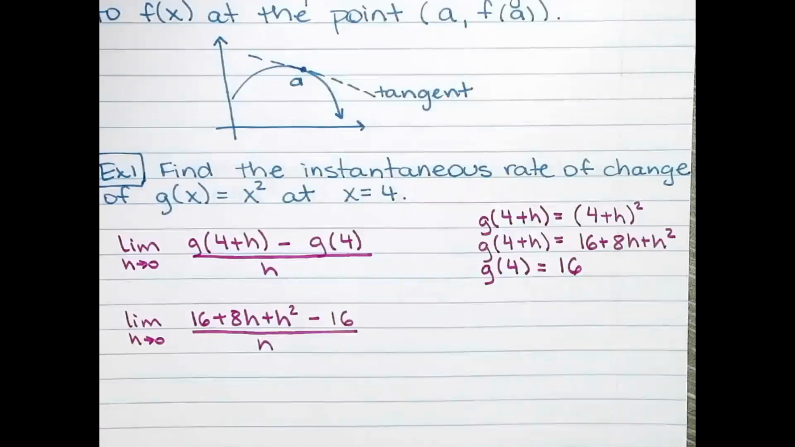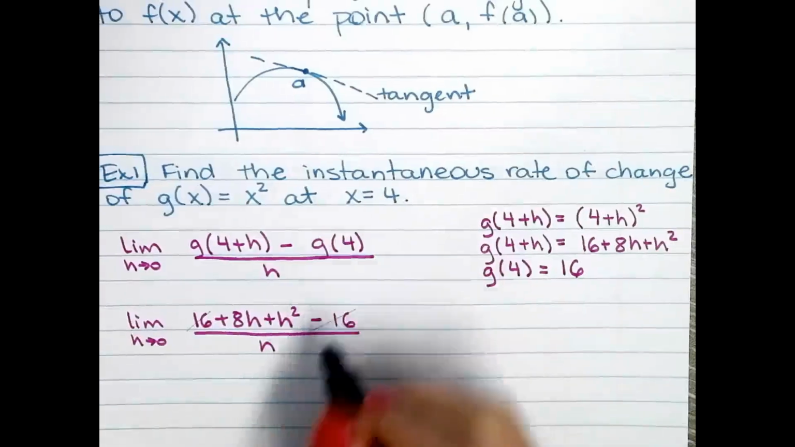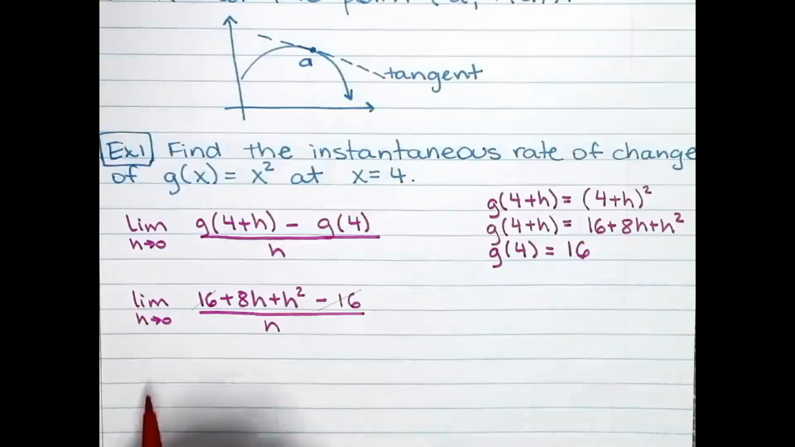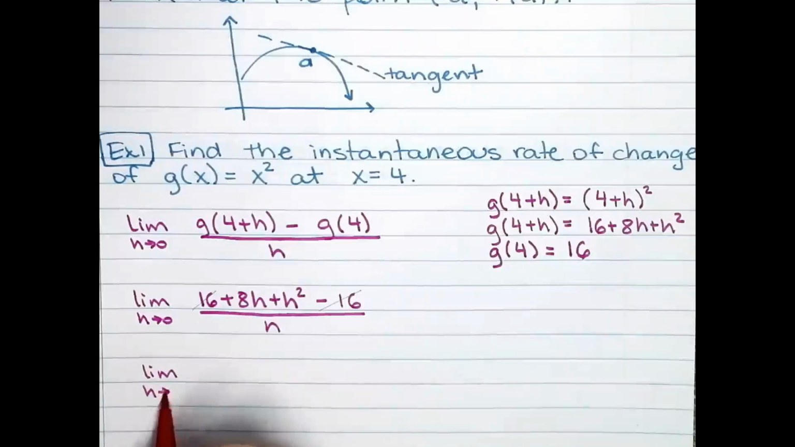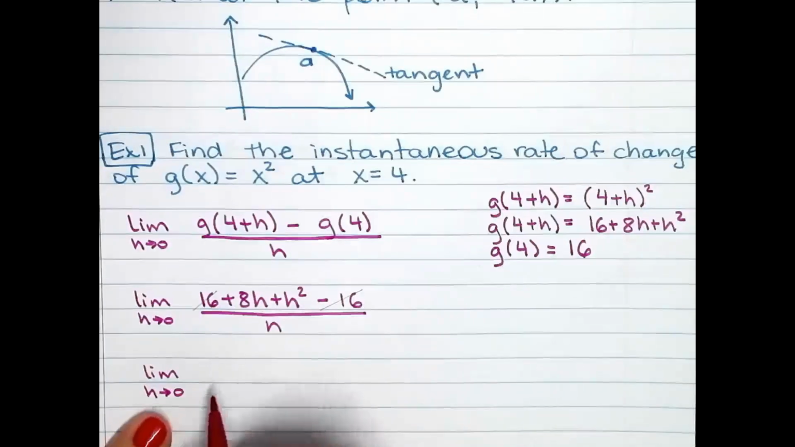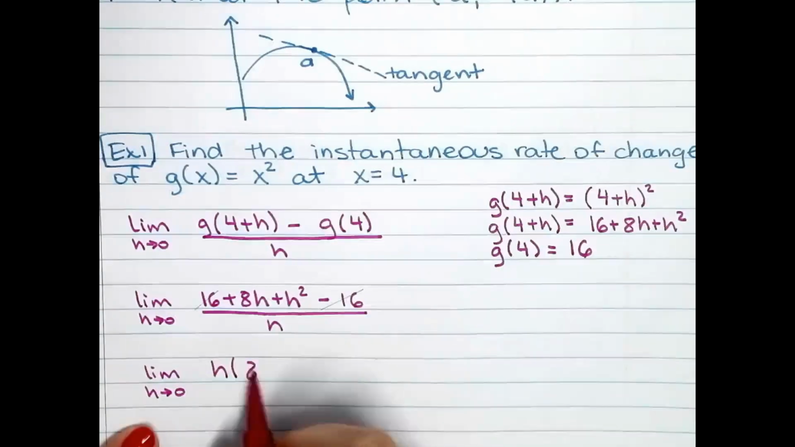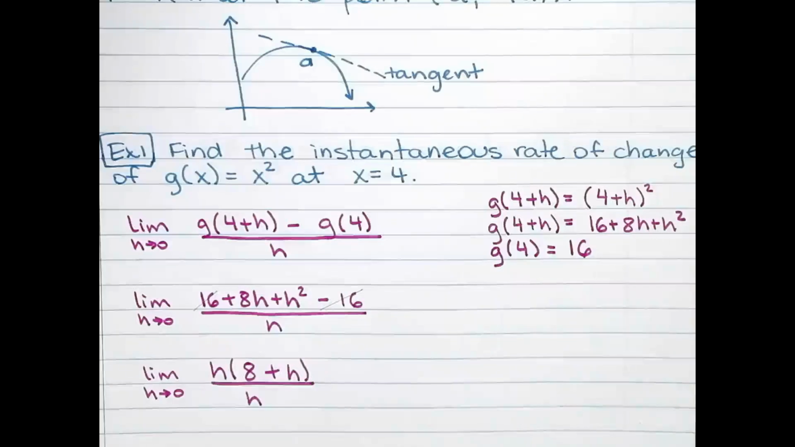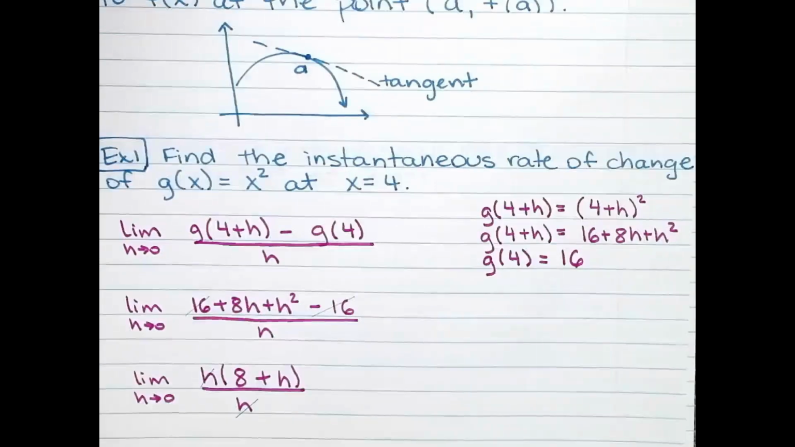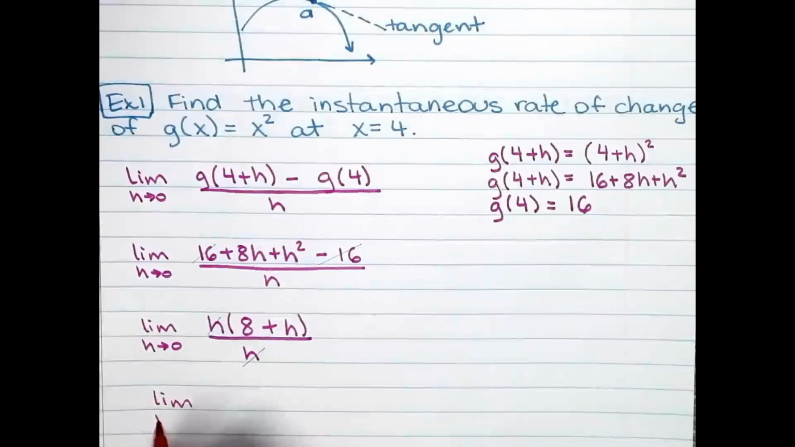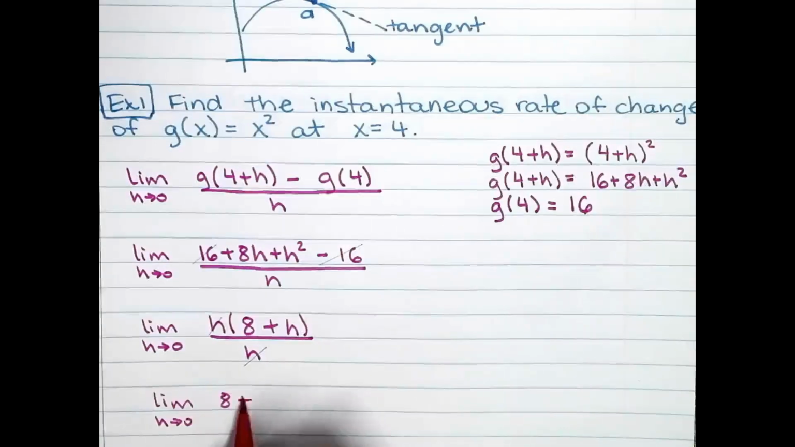Next, I will combine like terms. So I have 16, take away 16 is 0. And I will factor. I'm still cleaning up the limit right here. As h approaches 0, I'll factor h out. I have 8 plus h, and then I have h right there. h divided by h is 1. And then at this point, I just need to calculate the limit as h approaches 0 of 8 plus h.